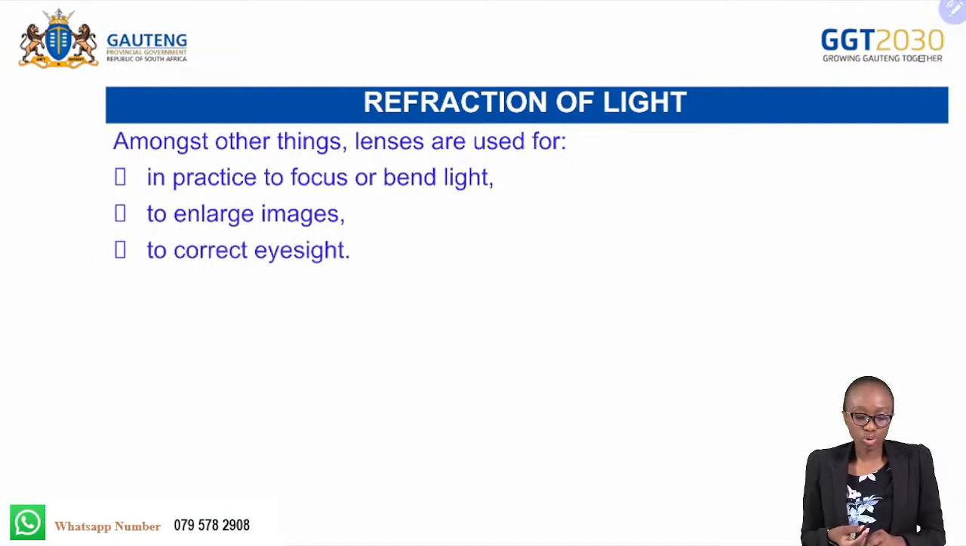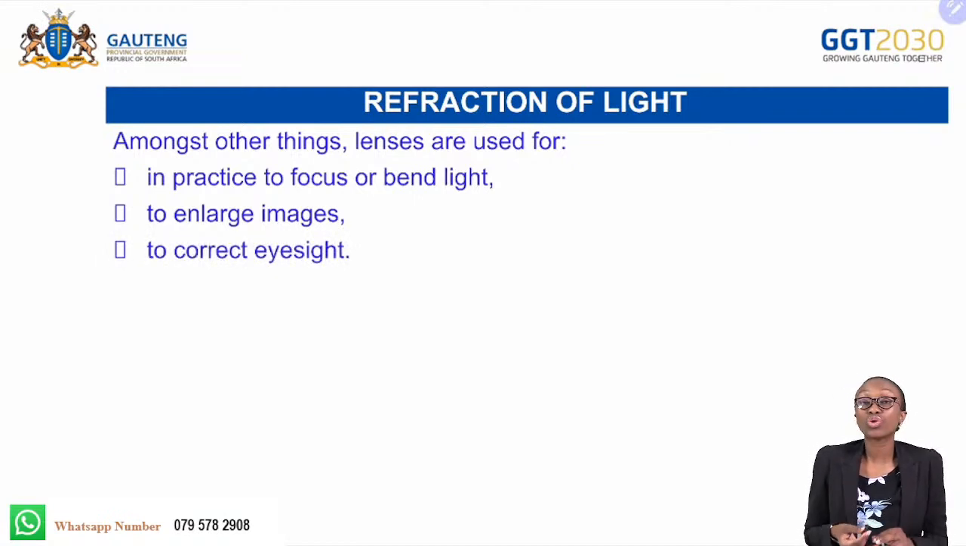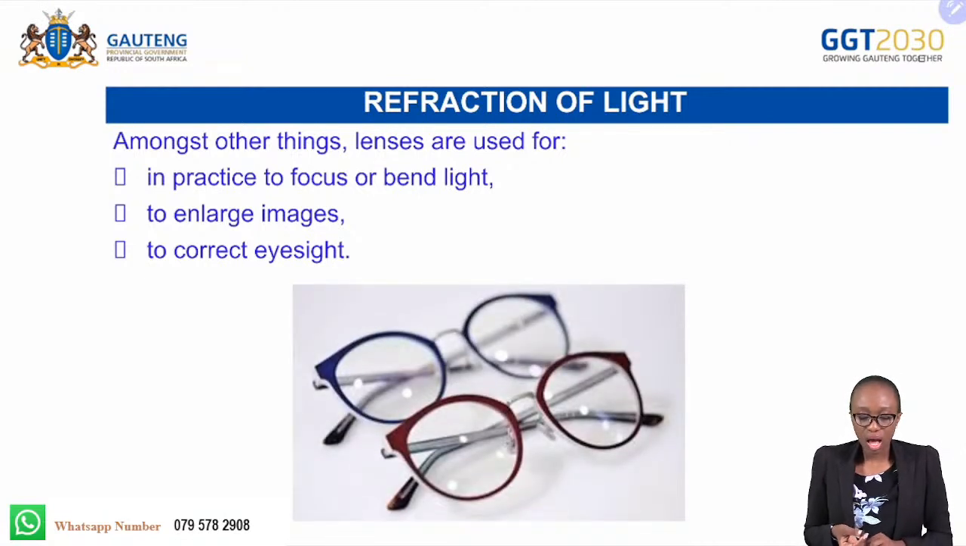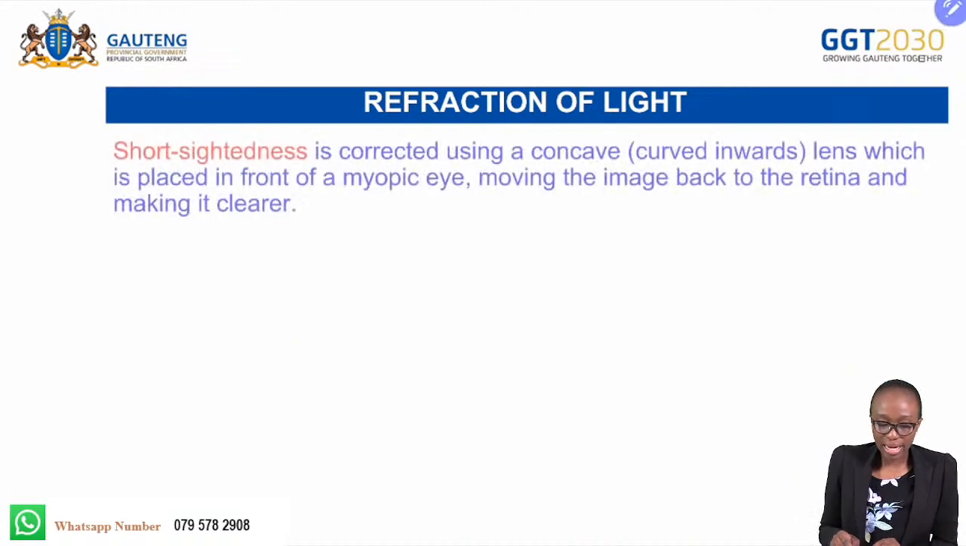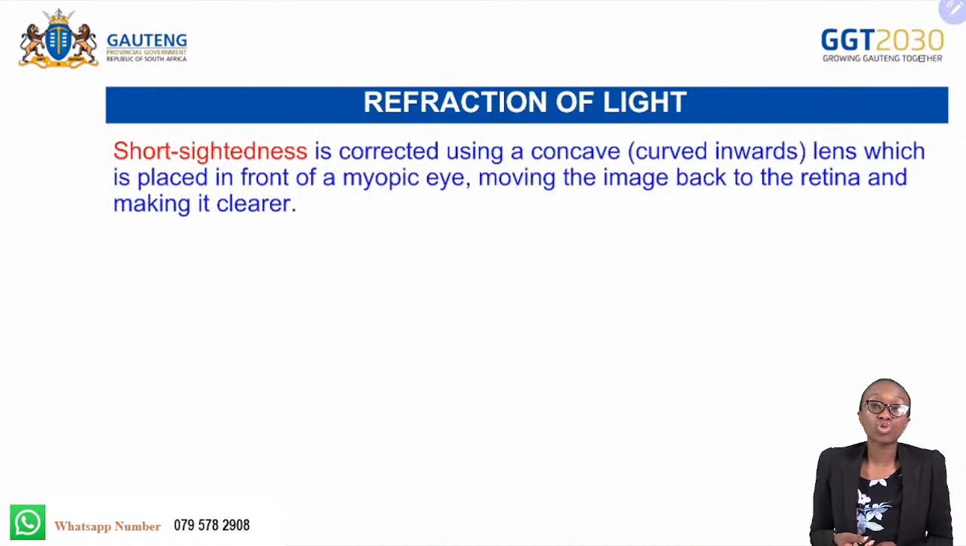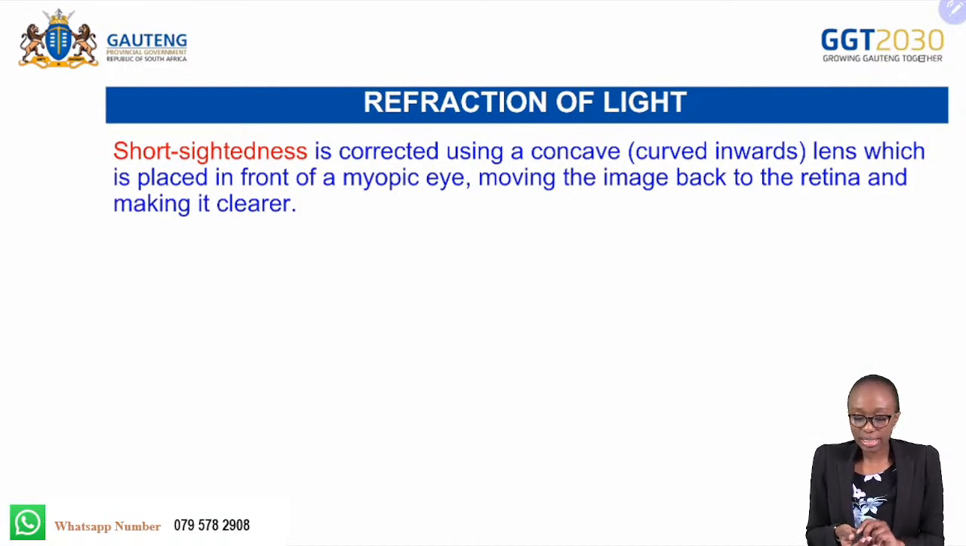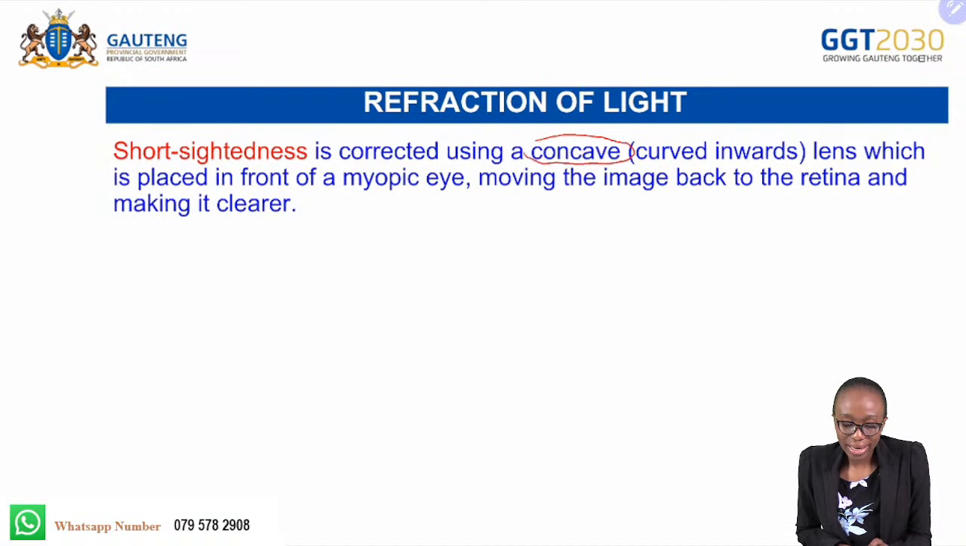And we can also use lenses to correct eyesight. I'm sure you spotted one or two people wearing spectacles. So that's one of the uses of lenses. Okay, another use of lenses is to correct short-sightedness. What is short-sightedness? Short-sightedness is corrected using a concave lens.